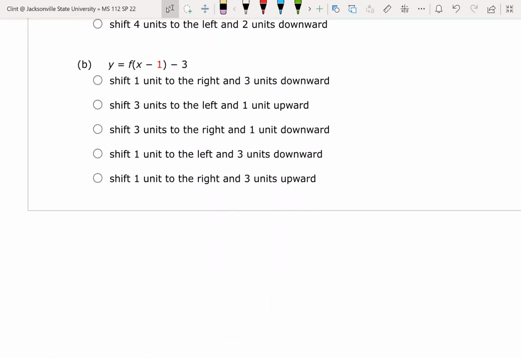B part, same idea. Almost the same kind of transformation, we just got different numbers on there. So here minus 3, what's that going to do? We're going to go down 3. So it's got to be that one or that one. And then the minus 1 inside with the x, that's going to go right 1. So looks like it's this one again. Right 1 and down 3.